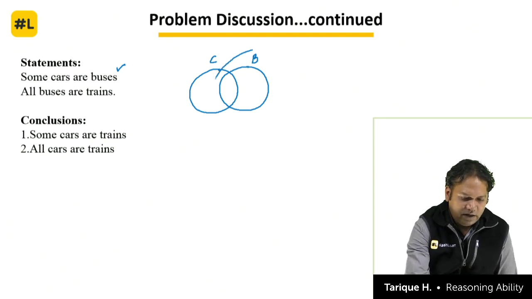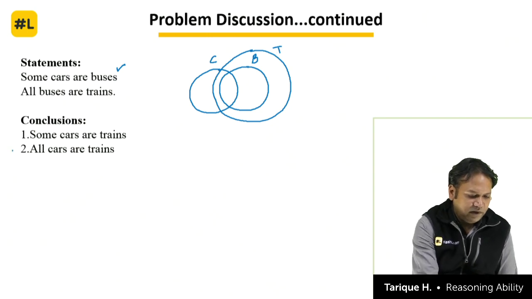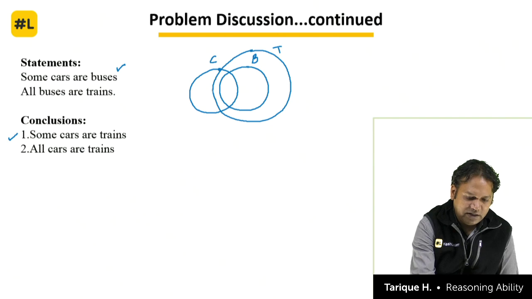All buses are trains. So bus will be inside train. Look at the first conclusion. Some cars are trains. You can clearly see the car circle is overlapping with the train circle. There is no confusion, no doubt. So this statement is definitely true.